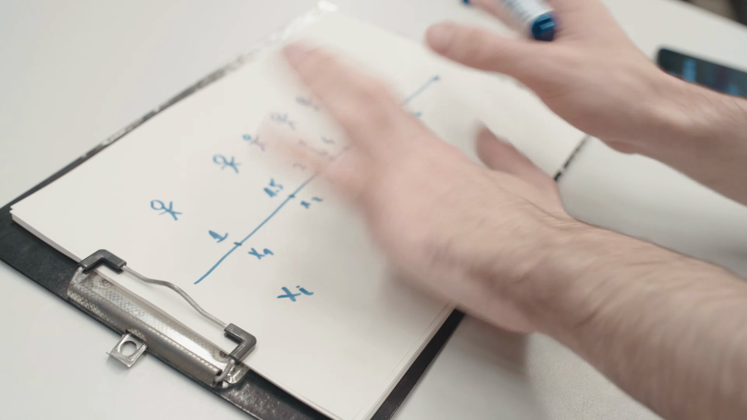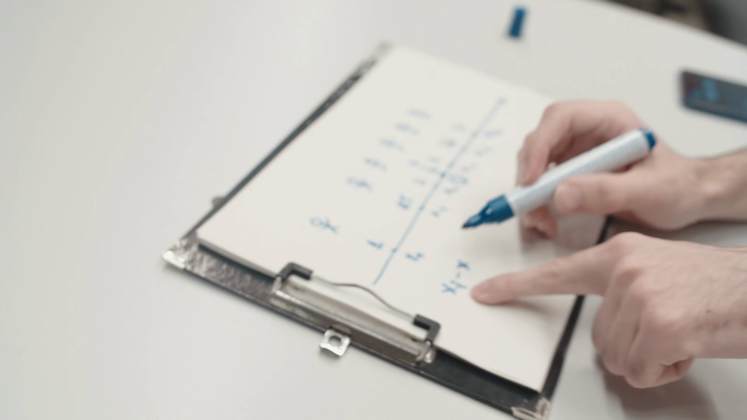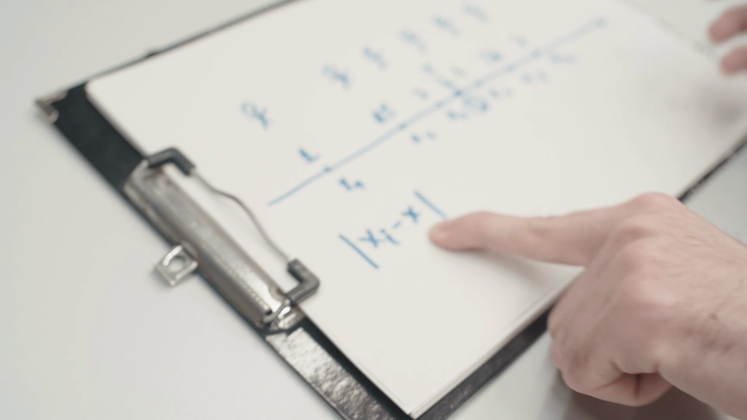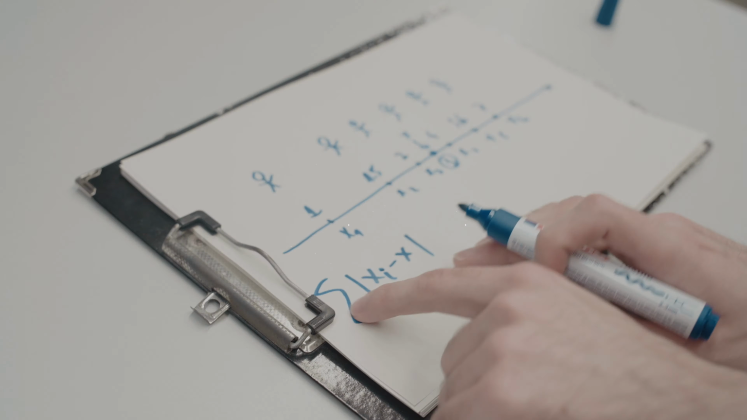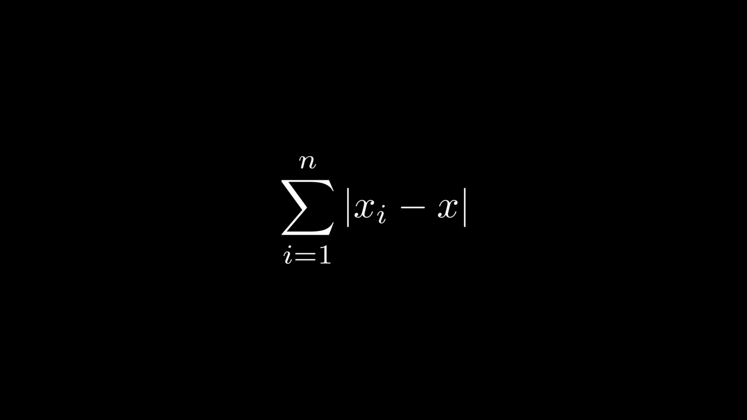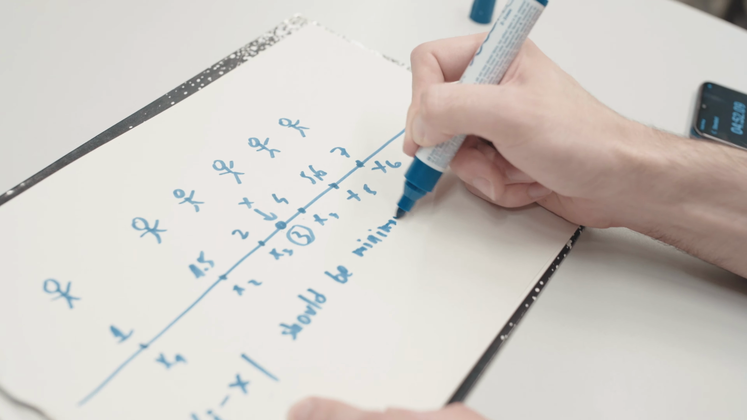We don't know which is the most optimal solution. So what we want is the absolute value of the difference xi minus x, because we don't know if it's left or right. The sum of all of these should be minimized. Now, it's not really clear where you would put that x in that absolute value. It's not helpful, so let us put this aside.